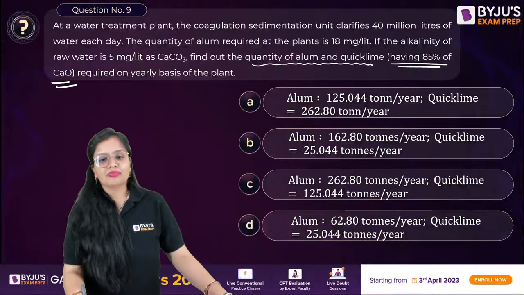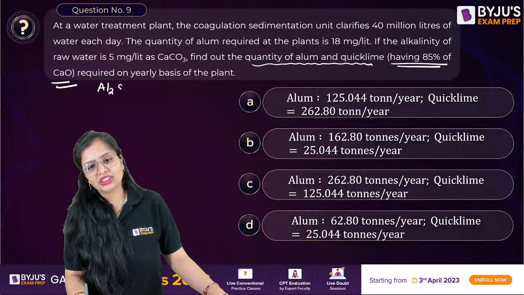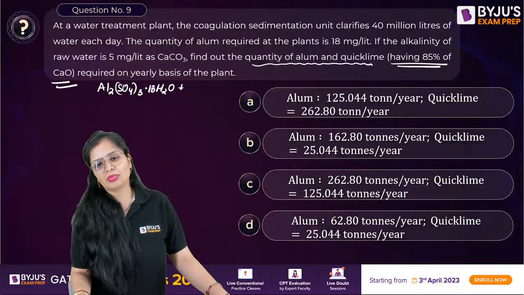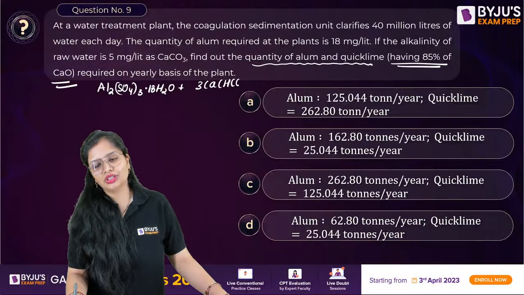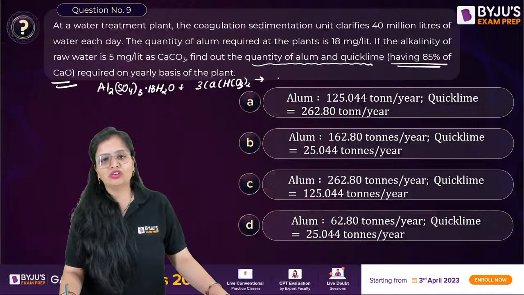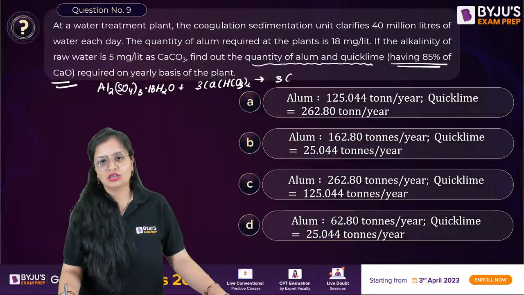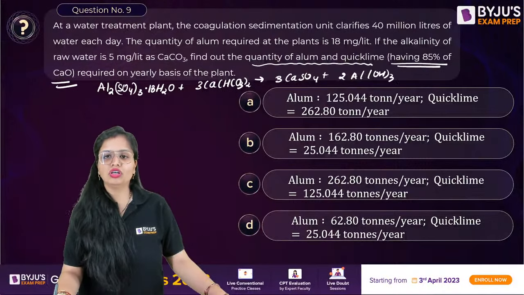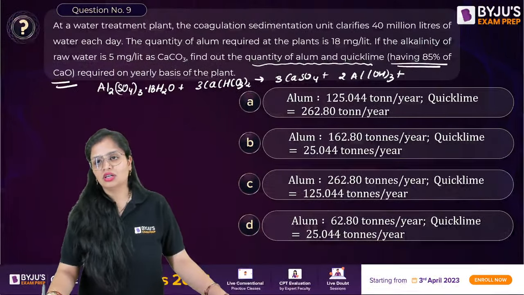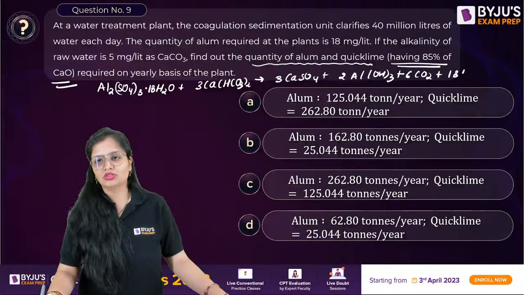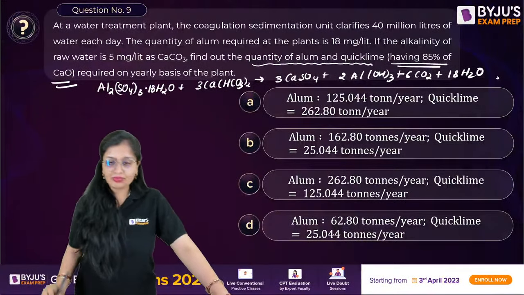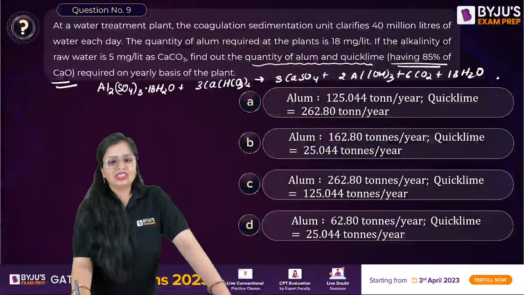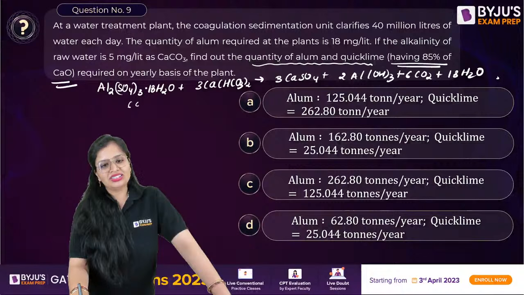See, the reaction is Al2(SO4)3·18H2O plus 3Ca(HCO3)2. This leads to the formation of calcium sulfate, aluminium hydroxide, which is the floc, then carbon dioxide plus water. Let me tell you one thing: the molecular weight comes out to be 666.